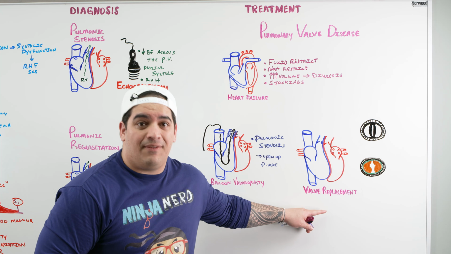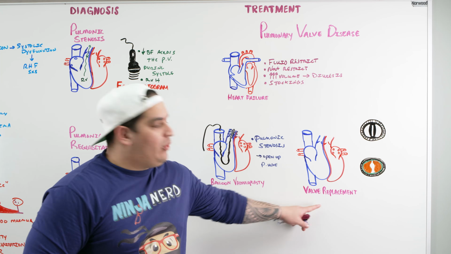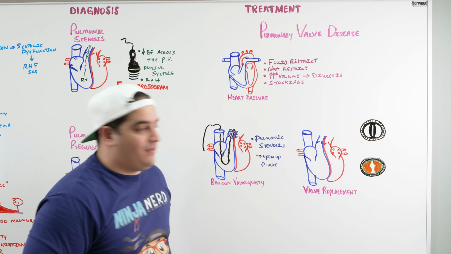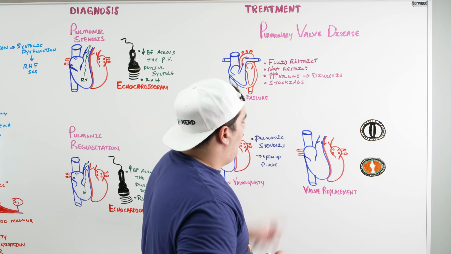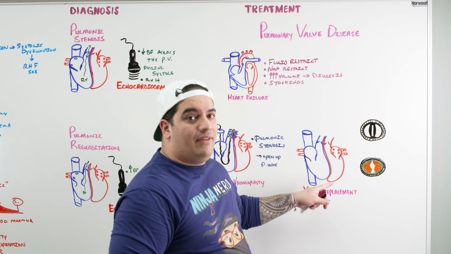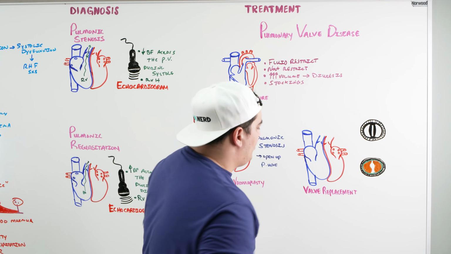Usually for patients who have significant pulmonary regurgitation and are having symptoms of heart failure, we may go straight to a valve replacement. But we try balloon valvuloplasty for pulmonic stenosis first. So if you have pulmonic stenosis refractory to medical therapy and balloon valvuloplasty, or you have severe pulmonary regurgitation with right-sided heart failure, then you can go to valve replacement.